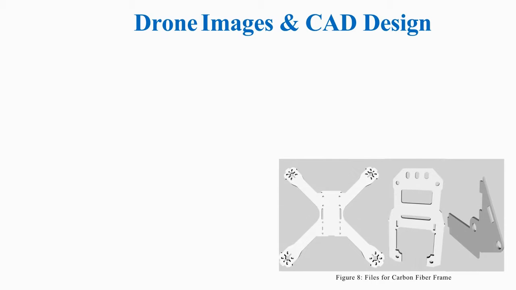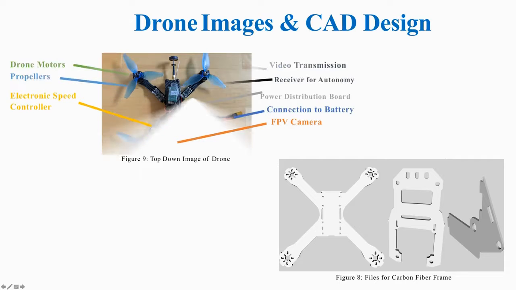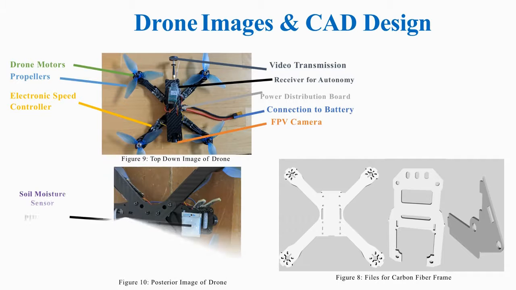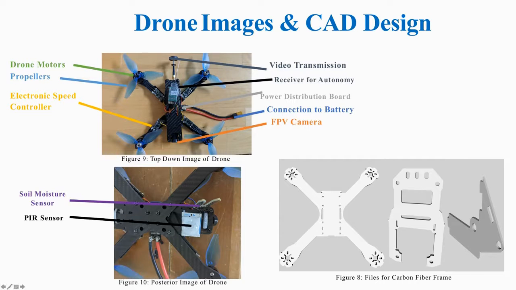The frame I designed in AutoCAD and it was printed in carbon fiber. You can see here the CAD designs, just the frame, the top and the bottom part, and then combined, and then this is the actual drone. I just wanted to highlight a couple of things. You have this PIR sensor here that measures NDVI, and the soil moisture sensor, which I'll get into a little bit later. You can see the drone motors, the propellers, and the speed controller, which basically tells the drone what direction to move, how the drone is going to move.